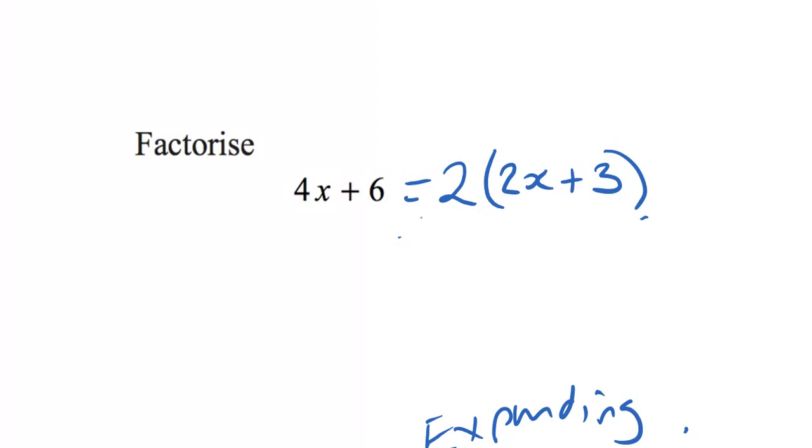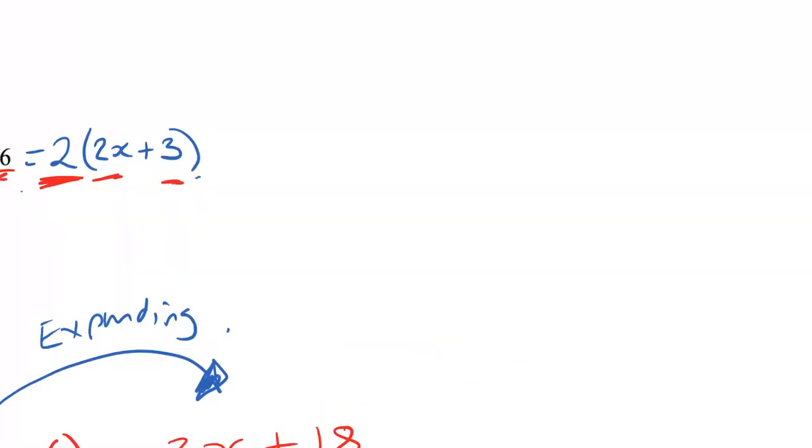Now, in summary, what's happened here? We have looked at those two terms. We've thought, what is the highest common factor that goes into both of them? We then write that at the front. In this case, that was a 2. And then we divide them both by the 2 to give us the two numbers inside the bracket. Let's look at some more examples.